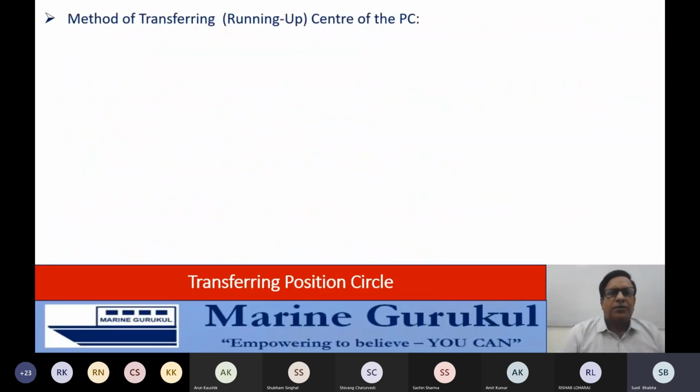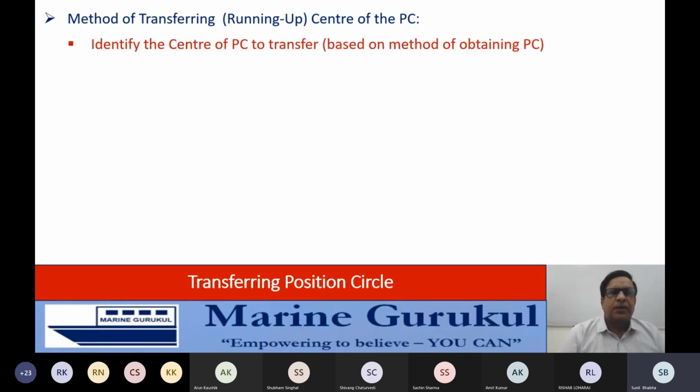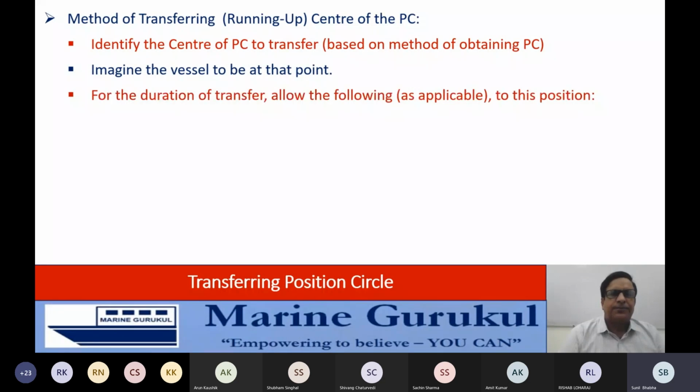Now, how do we transfer the position circle? Let's list down the steps. First, we need to identify the center of the position circle. The center of the position circle will depend upon the method that has been used for obtaining the position circle. Imagine the vessel to be at that point. It is the center of the circle.